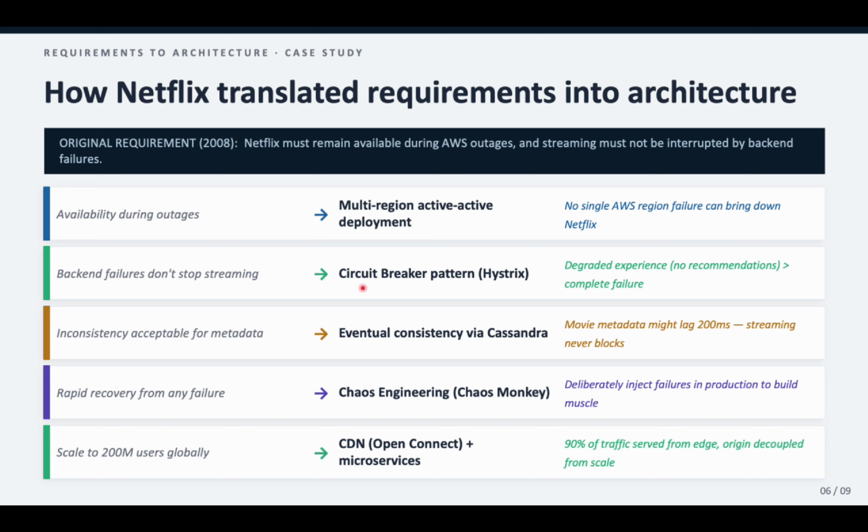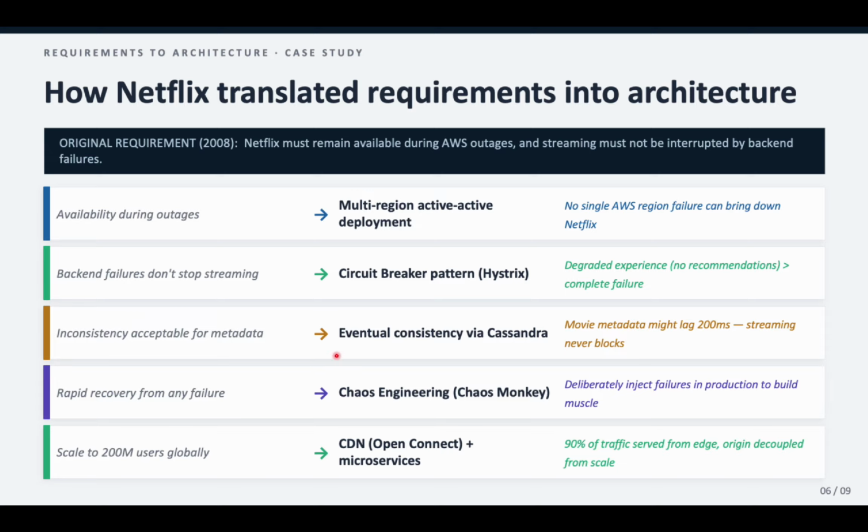Then we have the second decision, and it is the circuit breaker pattern. This is what Hystrix implements. Hystrix helps a system stay working even when some parts fail. The idea is simple. If a backend service starts failing, stop calling it, right? Immediately. Do not let the failure cascade through the entire system. Instead, serve a degraded response, maybe without personalized recommendations, but keep streaming. A degraded experience is infinitely better than a completely failed one.